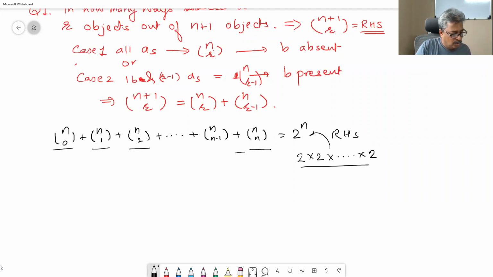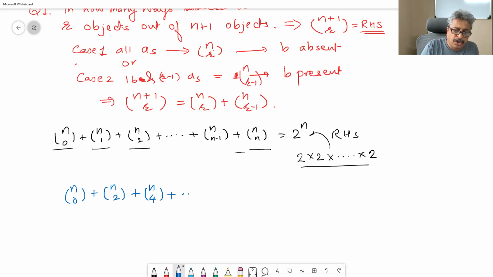Therefore we also proved this identity: n choose 0 plus n choose 2 plus n choose 4 plus and so on, all the even ones, is equal to 2 raised to n minus 1.